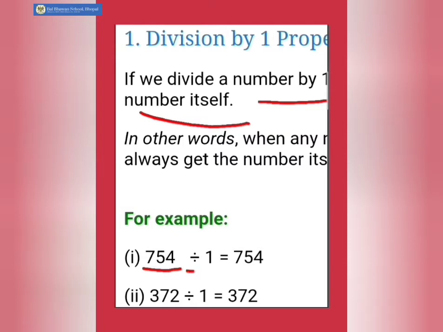754 is divided by 1. We get the same number again as the quotient. Again here, 372 divided by 1. We get the same number as the quotient.